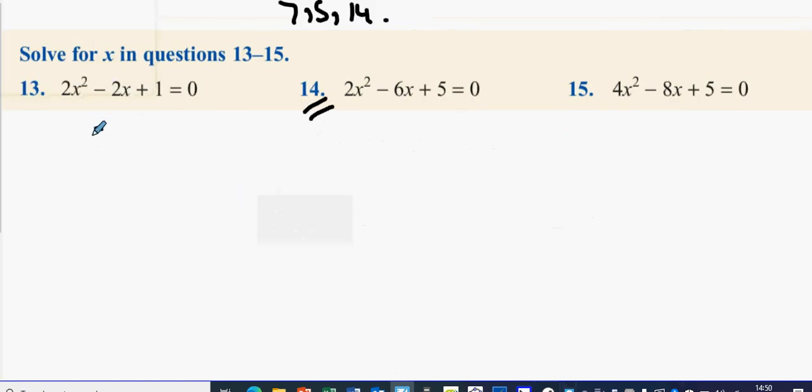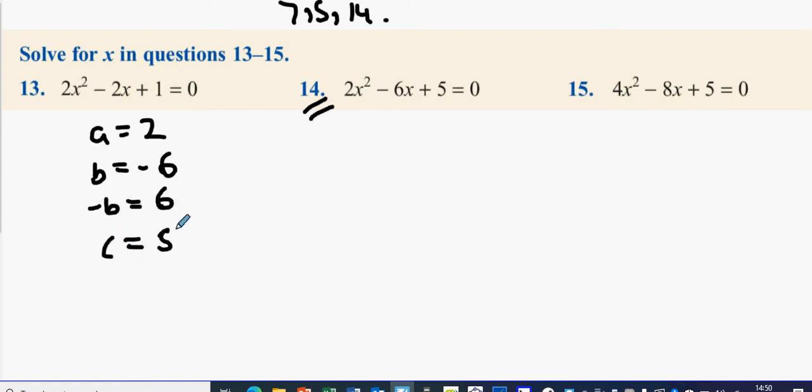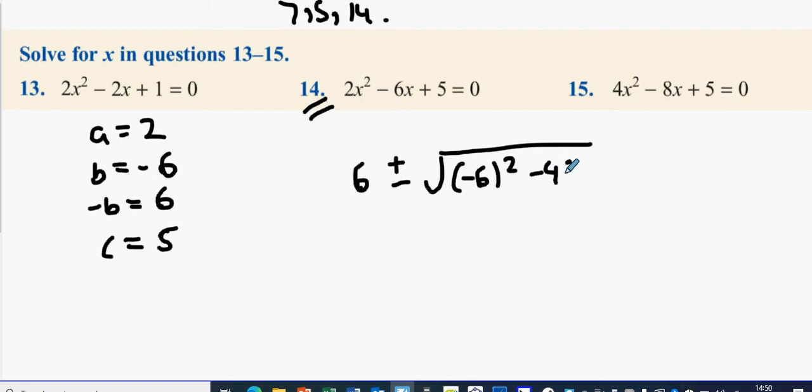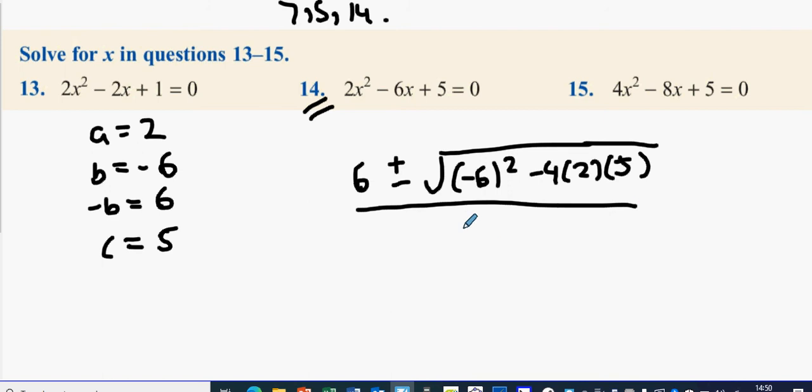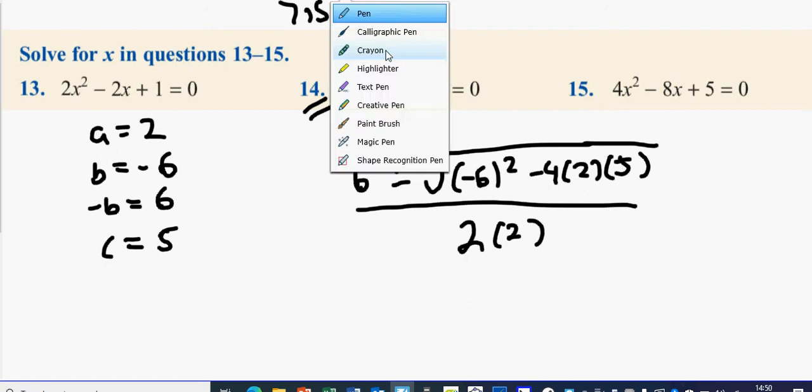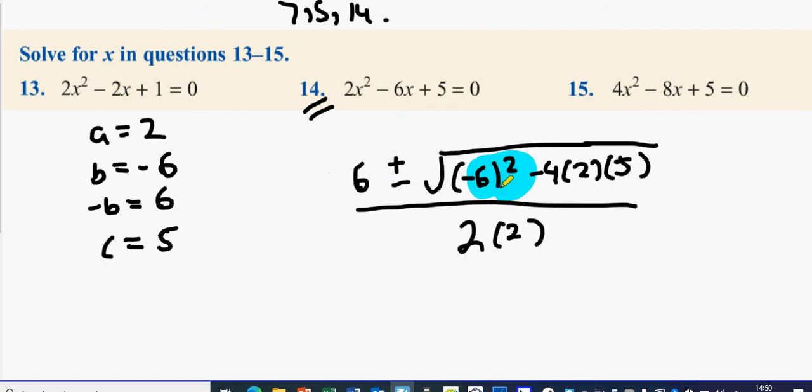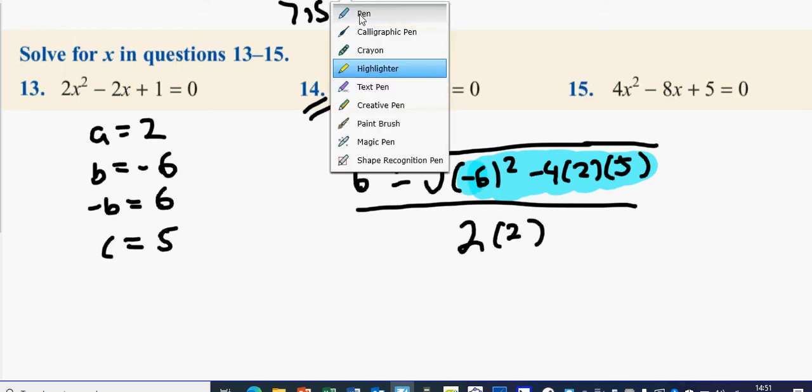Alright. A equals 2, B equals minus 6, minus B will equal plus 6, C will equal 5. 6 plus or minus the square root of B squared, which is minus 6 squared, minus 4AC, all over 2A. Now you know straight away this won't work because it's in the complex number section. So you just enter this part into the calculator. So Max, what did you get when you entered that part into the calculator without the square root sign? You got minus 4, exactly.